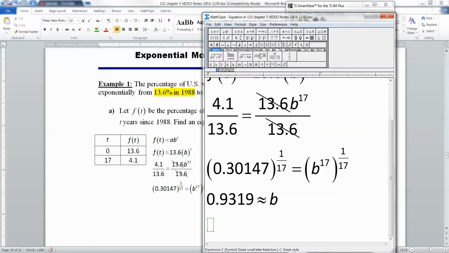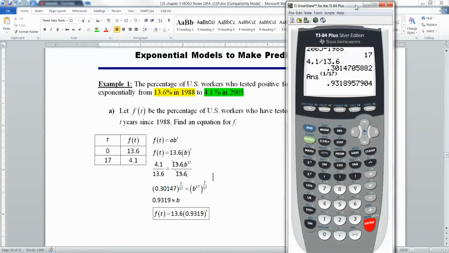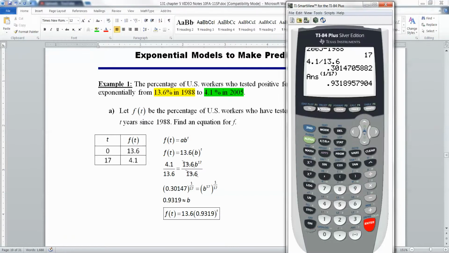And there we go, we have our equation. F of t is equal to 13.6, because that was our a, times 0.9319 to the t. There it is. Now, as with most things in algebra, we actually can check ourselves. Remember, you guys have a calculator. You paid good money for it, or you stole it from a relative.